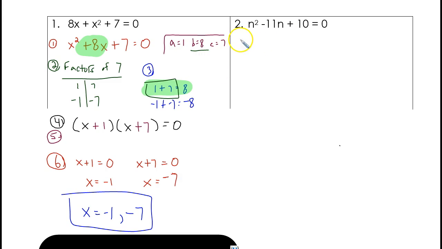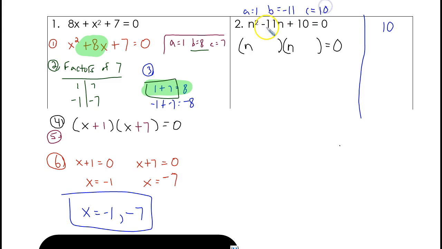So now I'm just going to go ahead and skip to step 4. I'm going to put the n here and the n here. Now this works because n times n is equal to n squared. So we know that we're good with our first terms. In order to find the right side, we have to find factors of c. So remember, a is always 1 with these, b is the middle one, it's -11, and c is the right one, it's 10. They always keep their signs, whether they're positive or negative.